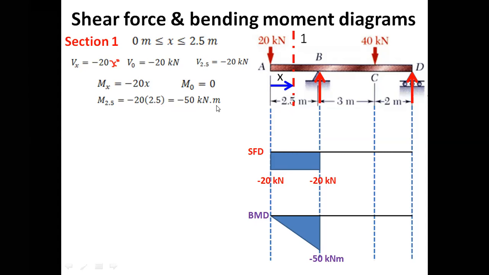Now let's draw the shear force and bending moment diagram. For that, you have to first draw these vertical lines.